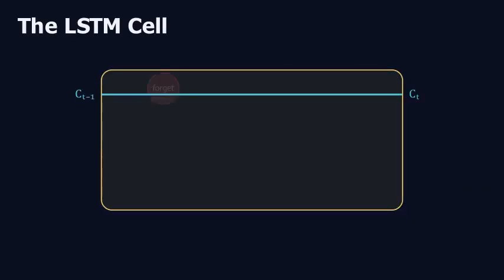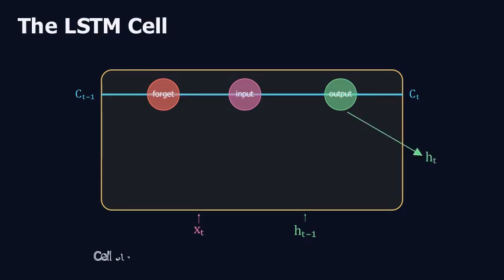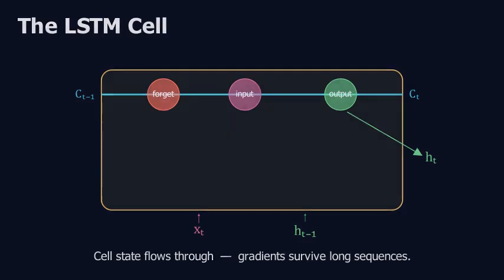The LSTM is the cure. Inside each cell sits a special pathway called the cell state. 3 learned gates decide what to forget, what new information to write, and what to read out as the hidden state. Crucially, the cell state mostly flows straight through the cell, so gradients can travel hundreds of steps without dying. This is why LSTMs powered an entire decade of speech, translation, and language.